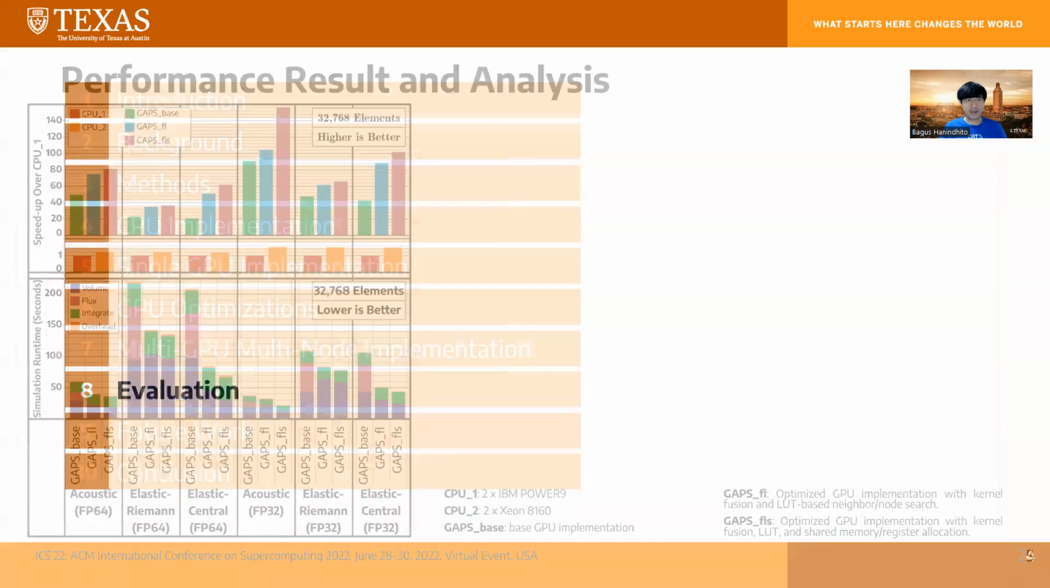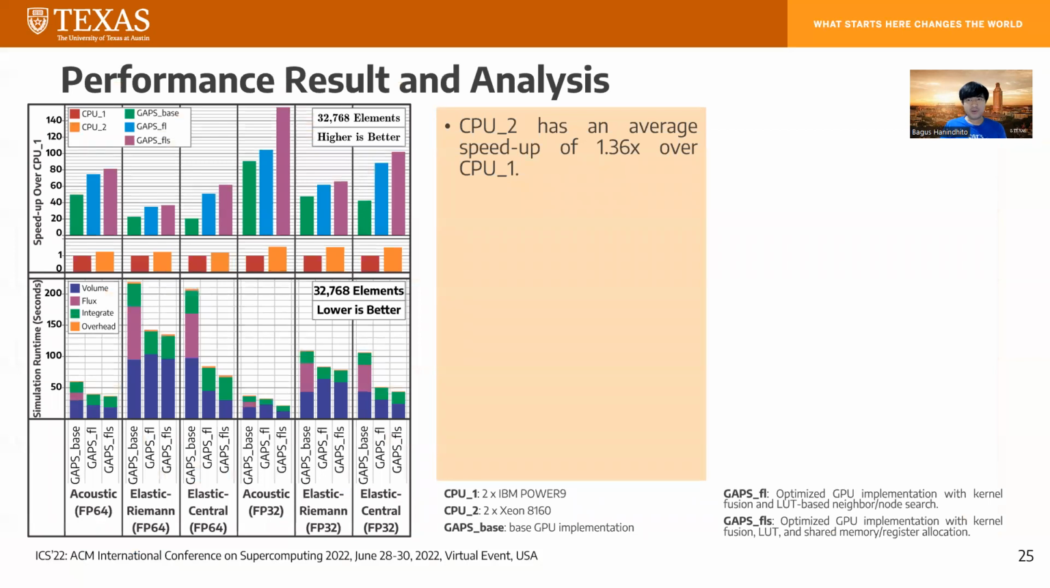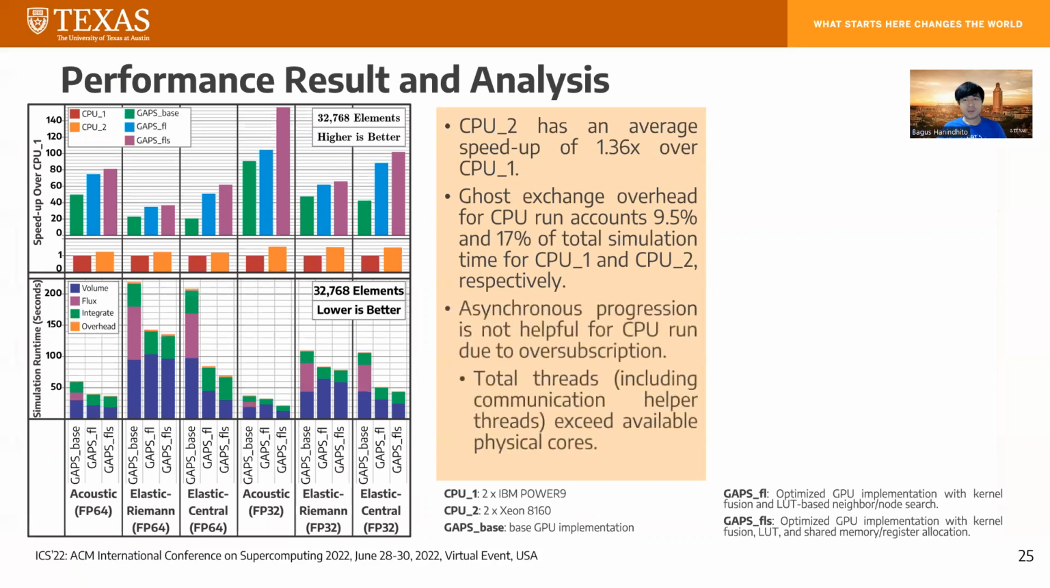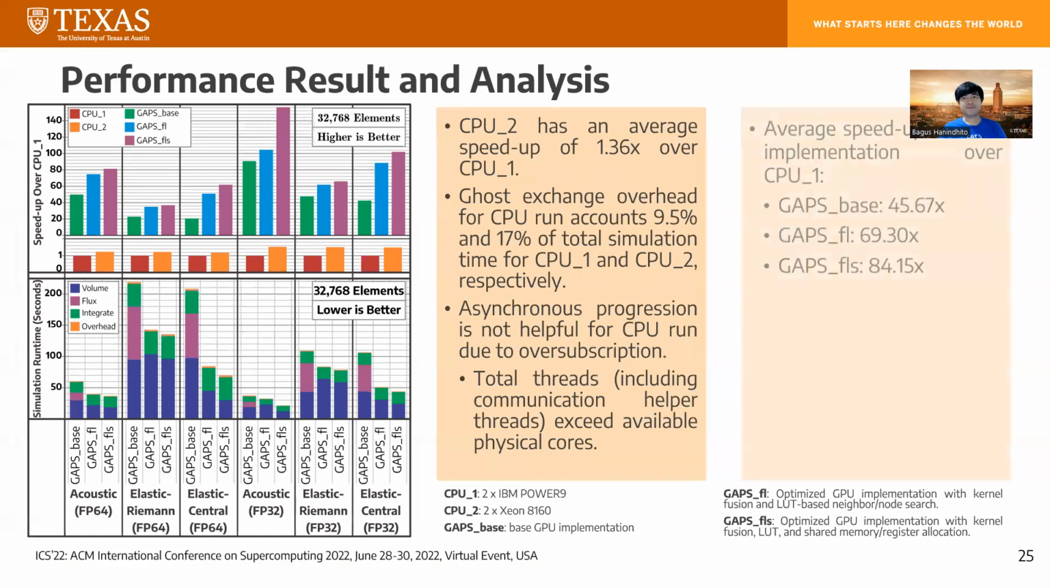So let's go with the evaluations. CPU2 has an average speedup of 1.36 over CPU1, and the ghost exchange accounts for 9.5% and 17% for CPU1 and CPU2 respectively. Asynchronous progression is not helpful for CPU runs because of the oversubscription. Remember that asynchronous progression spawns additional helper threads for communication, and the total threads exceed the available physical cores on CPUs. Next is the average speedup of the GPU implementation compared to CPU1.